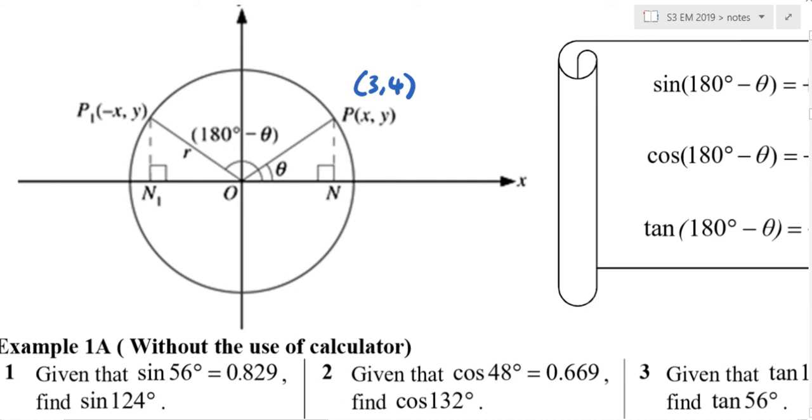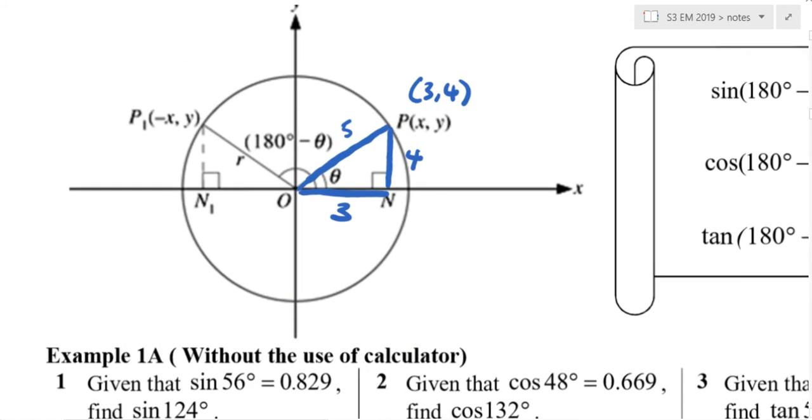Now, what does 3, 4 means? It means that this height is what? 4. It means that this is what? 3 square plus 4 square root. What do you get? Okay. Now, let me set up the other one.